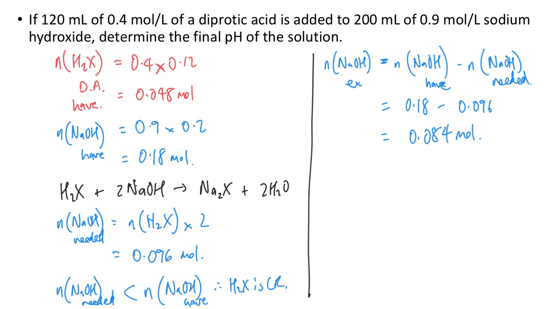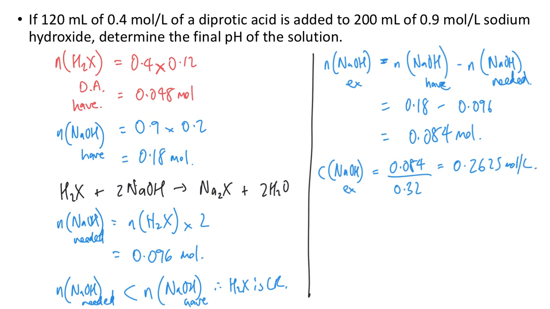I can work out the concentration of NaOH in excess, which will be equal to 0.084 over 0.32. Where does this 0.32 come from? It's the 320 mL that you've got combined, which happens to be 0.2625 mole per liter.